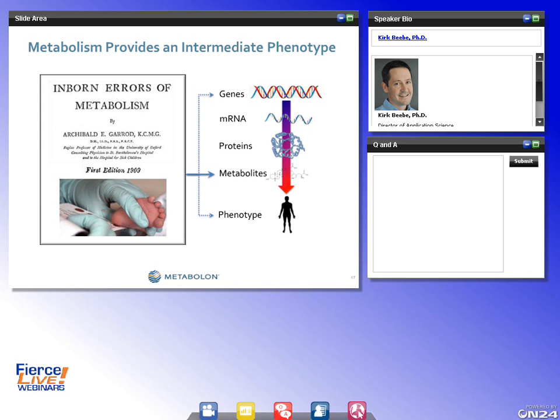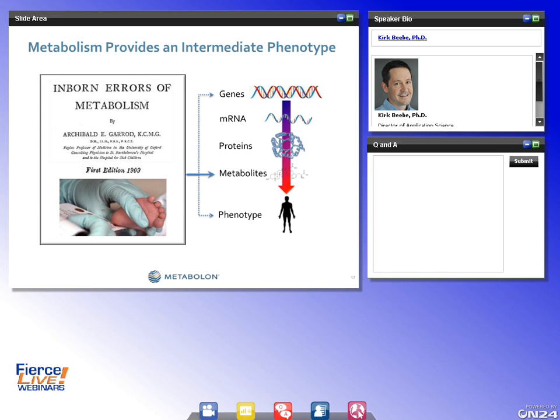So if you think about it, what's going on today when a child is born and you get a heel prick, they're looking at blood metabolites to inform about a particular clinical state or impending clinical state. And in many instances, this is pointing back to mutations in genes, too. So that's why this is often referred to as an intermediate phenotype, metabolites or metabolism as an intermediate phenotype.